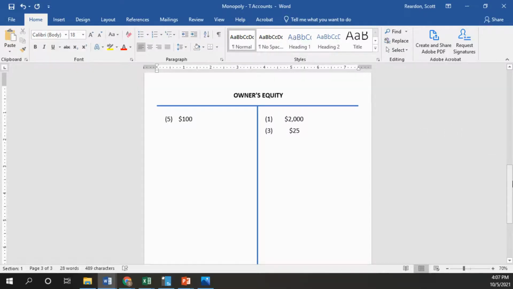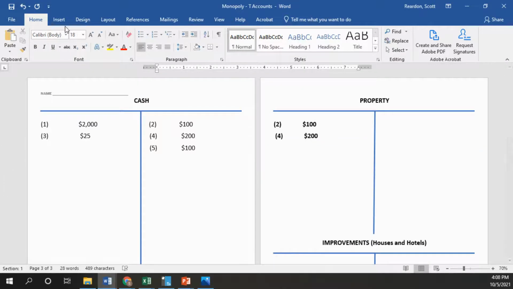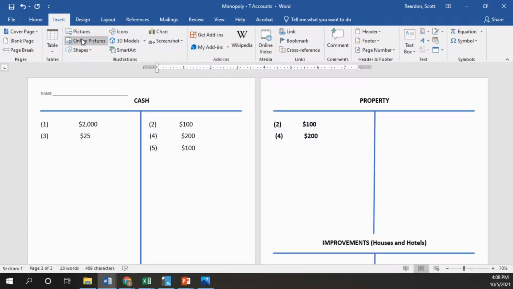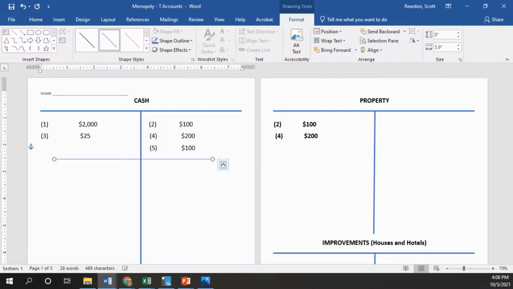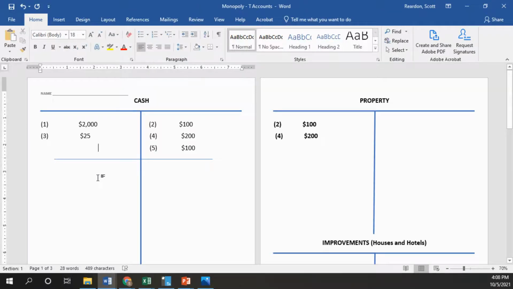Okay, now it's going to get a little tricky. I'm going to draw some lines here. Insert shape. We're going to put a line in here. And what's my new balance? This is where you have to use your calculator. Well, cash, I got 2,000 plus 25 on the debit side. I've got 100, 200 plus 100. So this is how I would do that. Maybe keep it simple.